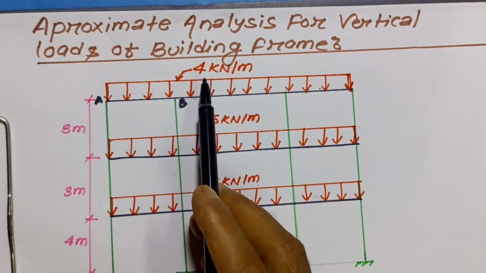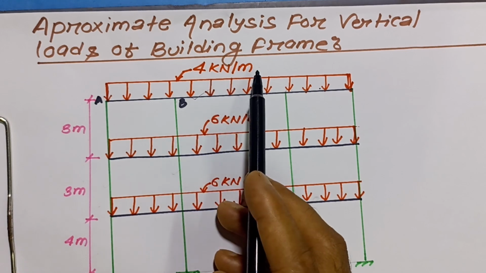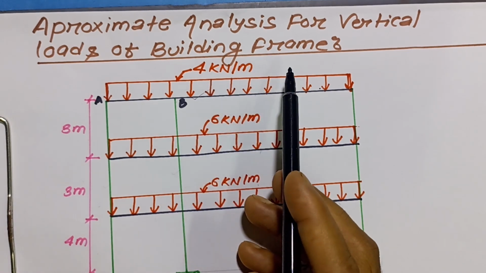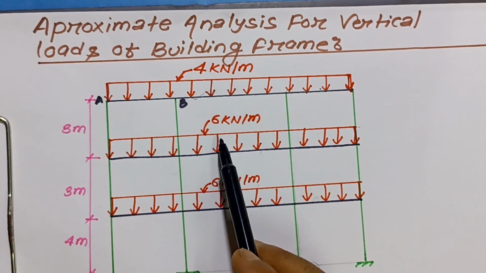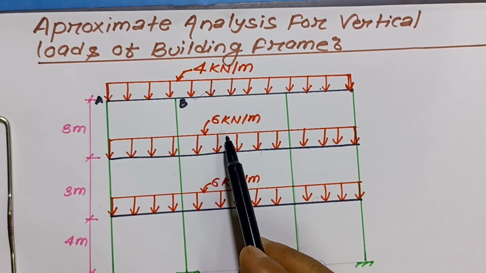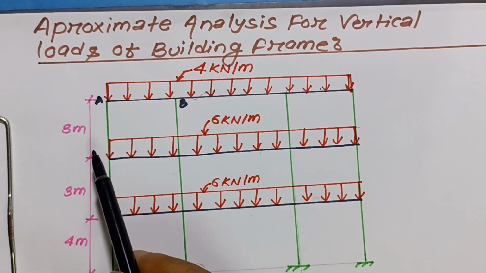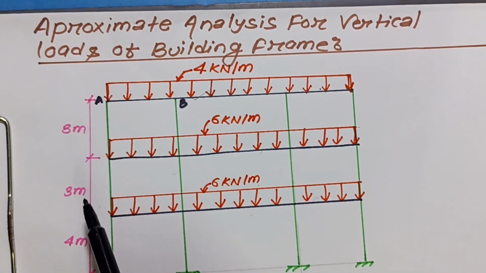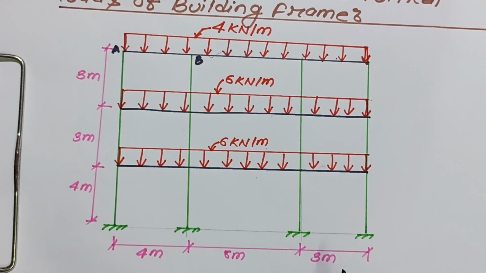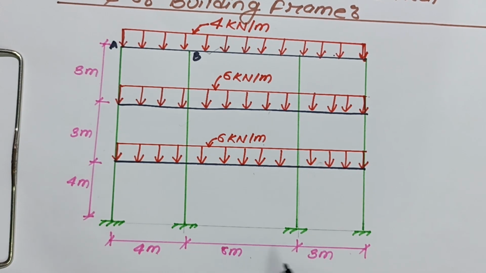In the girder, there is a 4 kilonewton per meter uniformly distributed load, and the internal girder has 6 kilonewton per meter, and there are the 6 kilonewton per meter. Okay, and the span between this girder is 3 meter, and 4 meter, and the distance between the bay is 4 meter, 6 meter, and 3 meter. Okay.